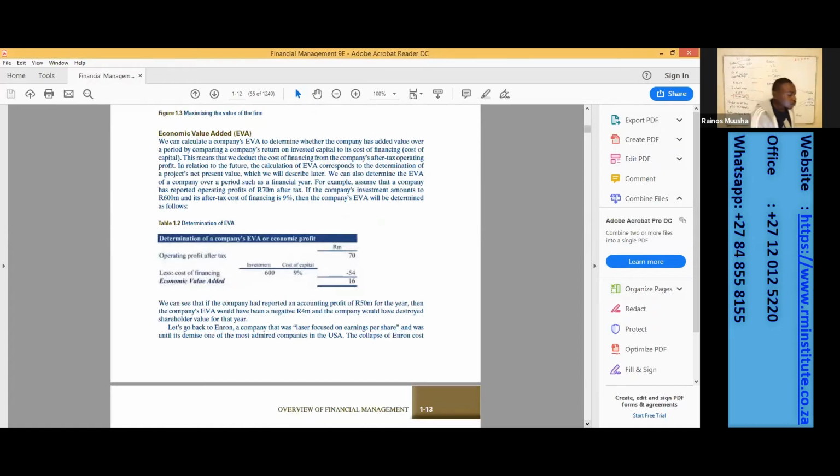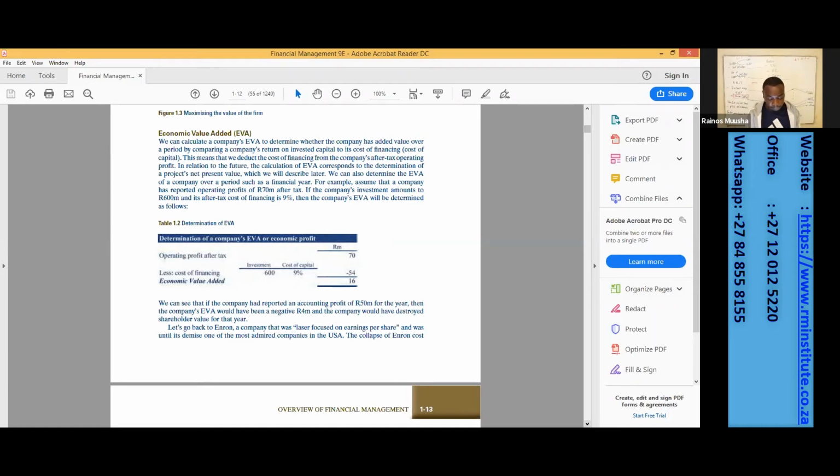Another concept which links to the goal of the firm, which is to maximize the shareholders' wealth, is the one that looks at the economic value added. And please take note, I'm sure when you were doing your undergrad, you saw this concept of economic value added when you were looking at investment management at third level as well. The economic value added is also referred to as your residual income. So just take note that whenever they refer to the economic value added, it's basically the same concept as your residual income.